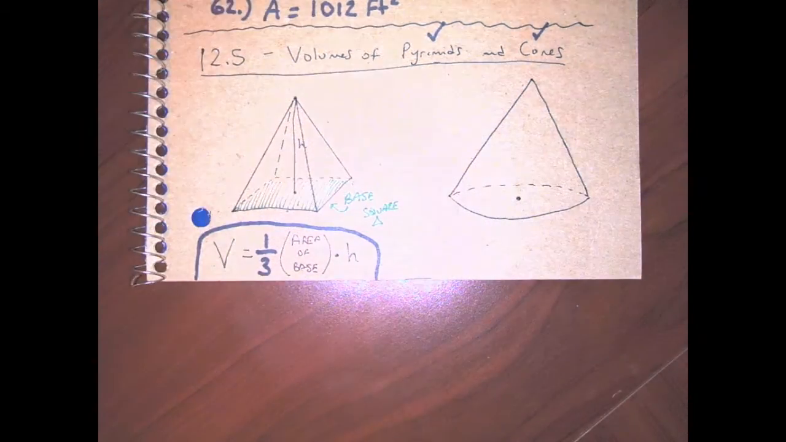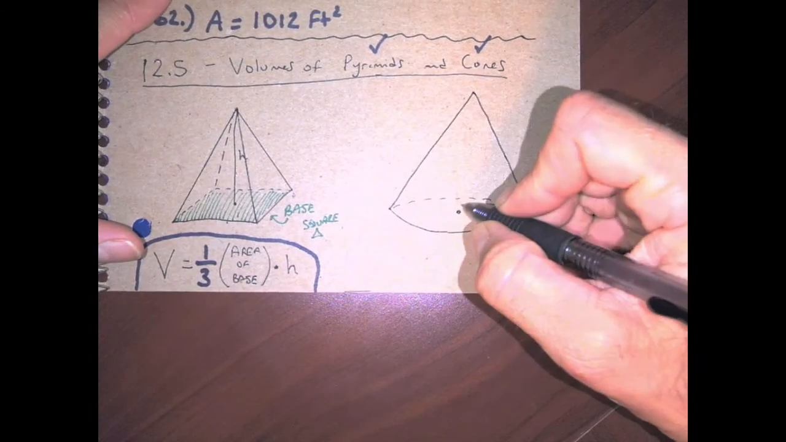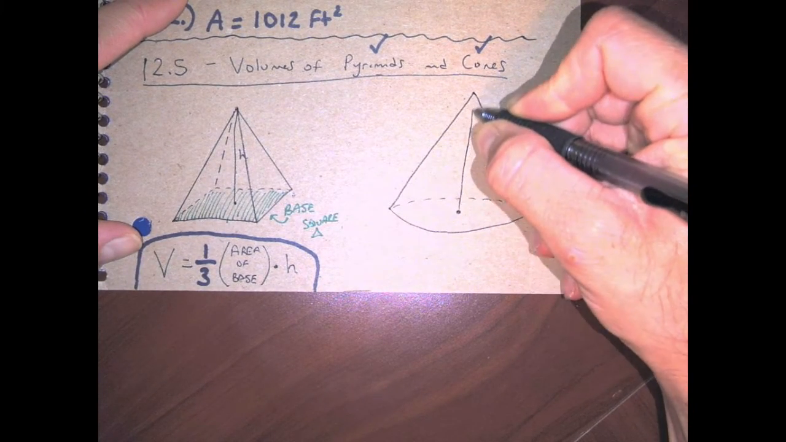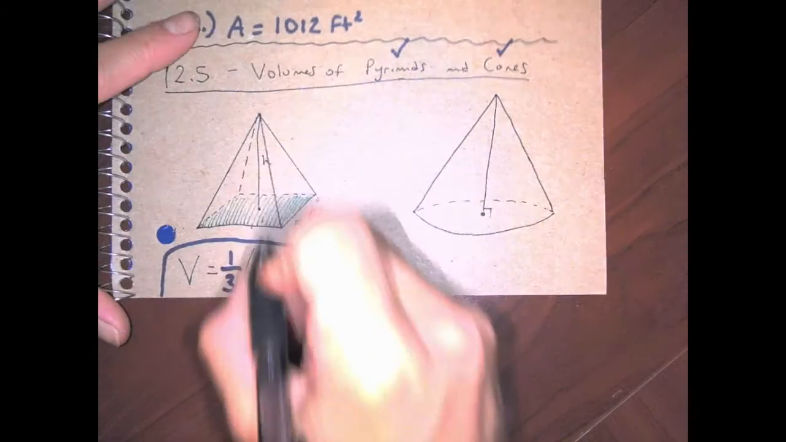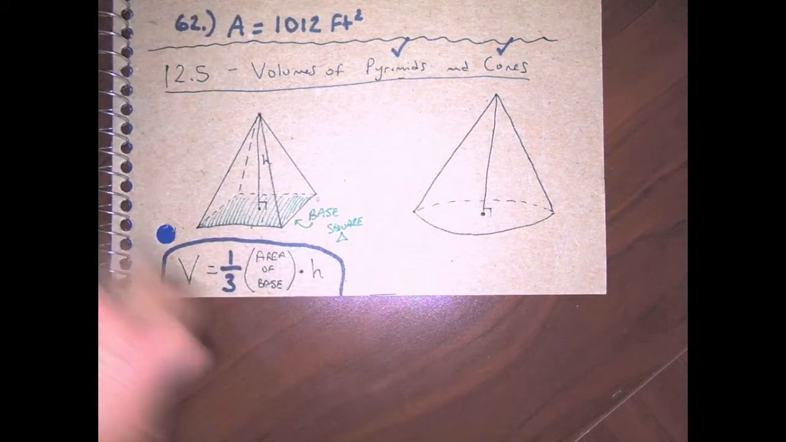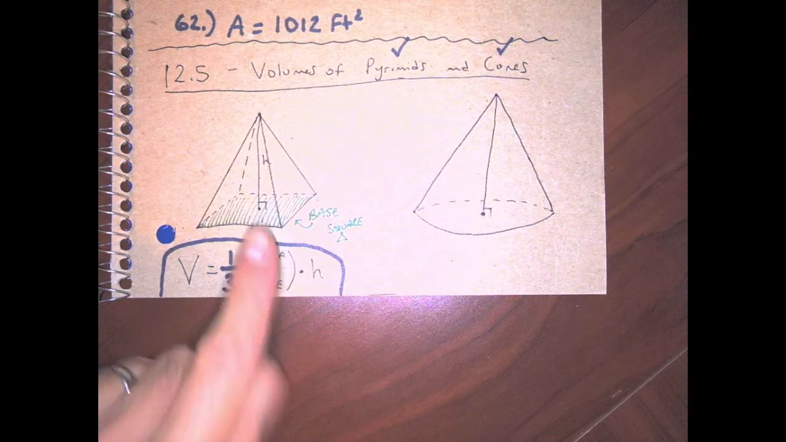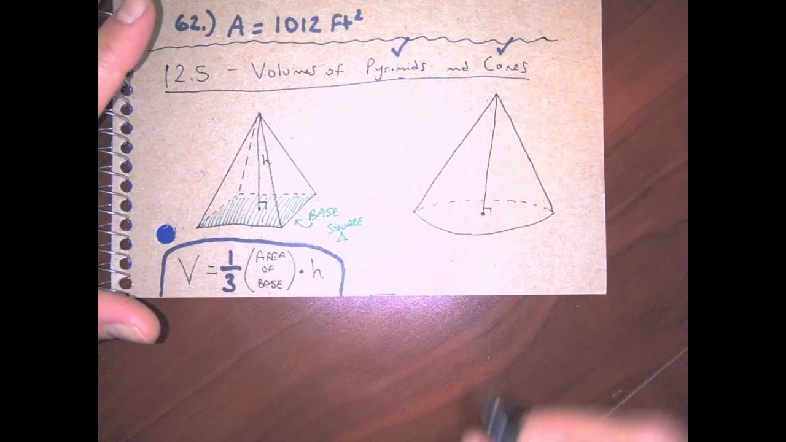Give your cone a center. Give your cone a height. Height should be perpendicular to the base. Let's go over here and make a little perpendicular. Height should always be perpendicular to the base that it's laying flat on.